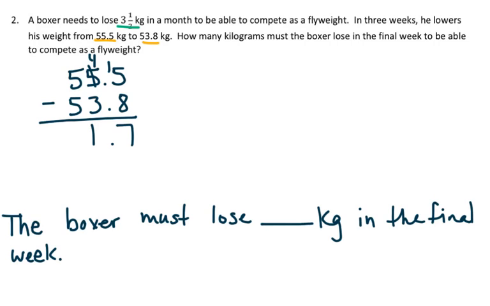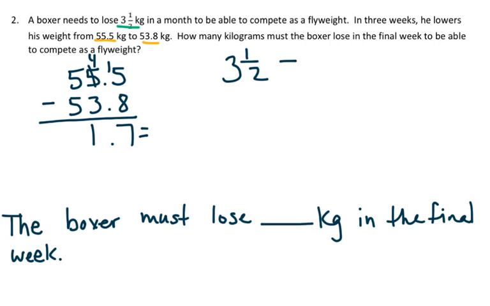So he has to lose more weight because he's trying to get a total of 3.5 kilograms lost in a month. And we're going with the 4 weeks in a month. So in his 3 weeks, he lost 1 7/10. And so we need to find the difference between 3.5 and 1 7/10. So I'm finding the difference.